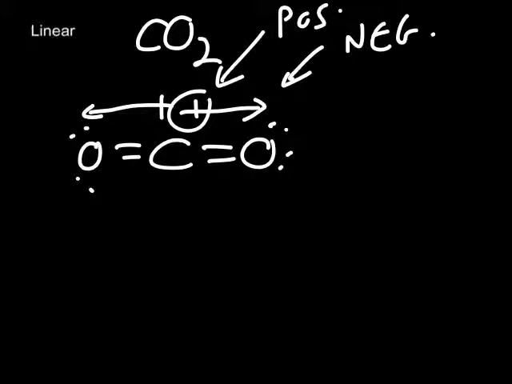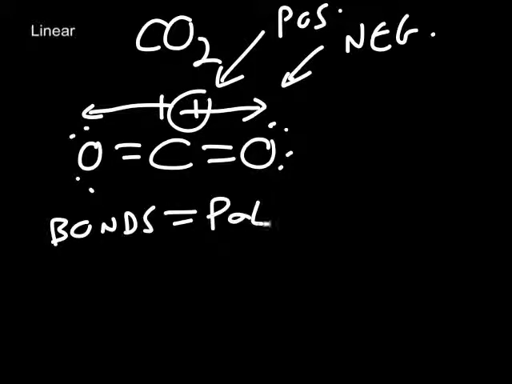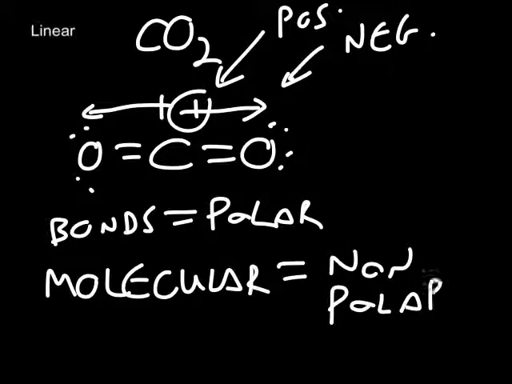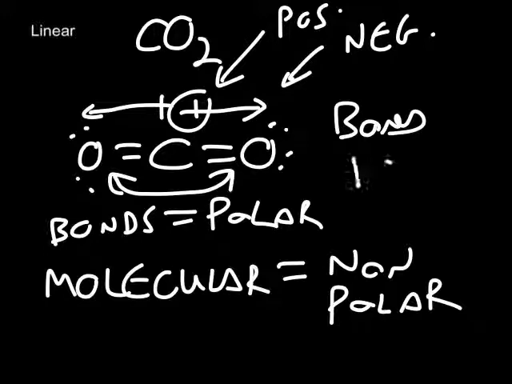The bonds in CO2 are polar, but the overall molecule is nonpolar. Each of those dipoles are canceling each other out because they're pulling with equal force in opposite directions, like a tug of war between 2 people who are equally strong. When you look at a linear molecule, if it's got 3 atoms in it, the bond angles are 180. The angles between the bonds are 180. So don't forget that. Linear molecules have that.